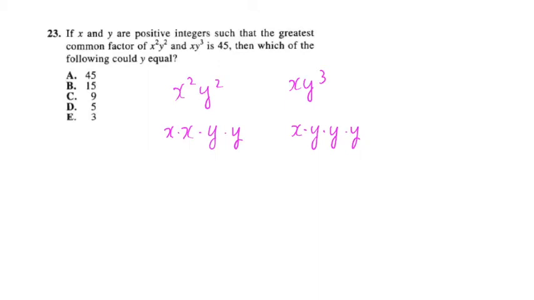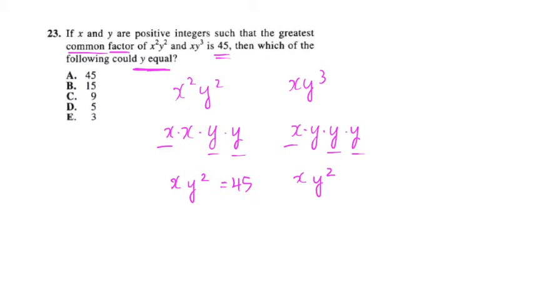What do they have in common? Because these are common factors. The greatest common factor, well, they have an x in common. They have 2 y's in common. So the greatest common factor is actually xy squared. Here, there's xy squared. And they're telling us that the greatest common factor is 45. So I'm going to set this equal to 45.